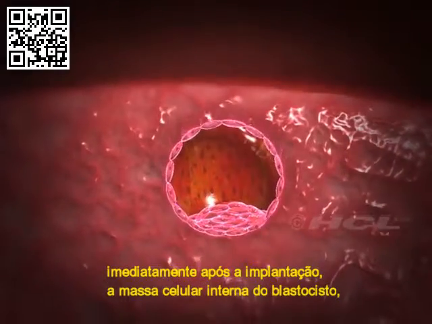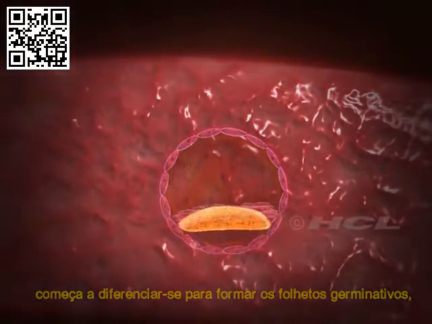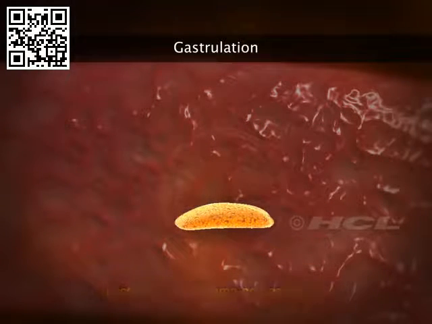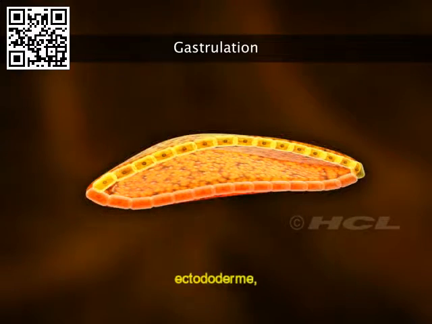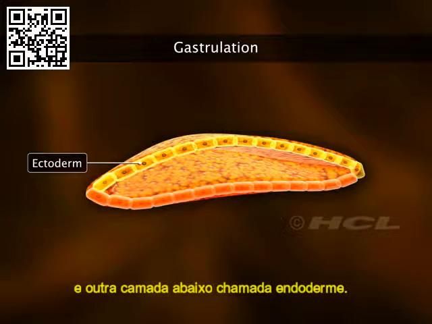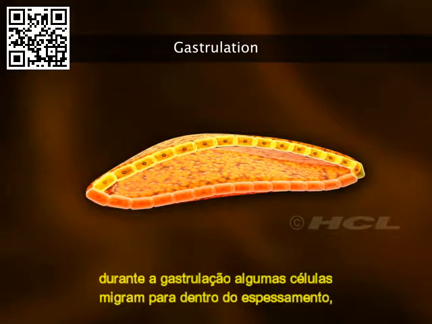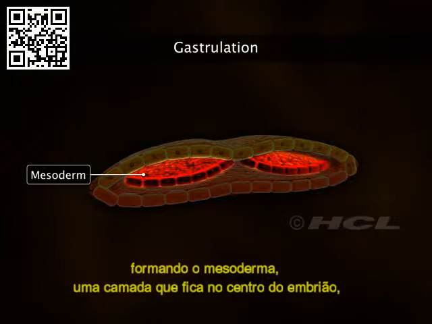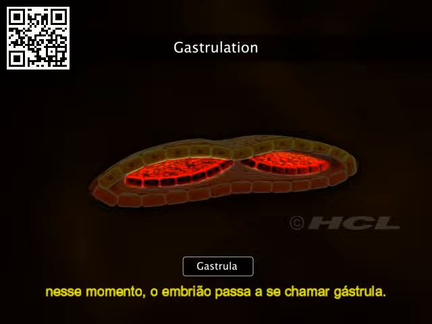Immediately after implantation, the inner cell mass of the blastocyst starts differentiating to form the primary germ layers. This process is called gastrulation. The cells of the inner cell mass migrate, divide and rearrange into an outer layer called the ectoderm and an inner layer called the endoderm. During gastrulation, some cells that are moving inward contribute to form the mesoderm, the middle layer. The embryo is now called the gastrula.